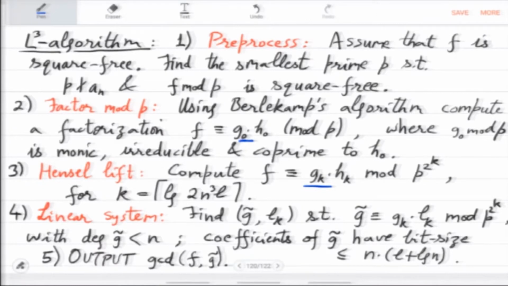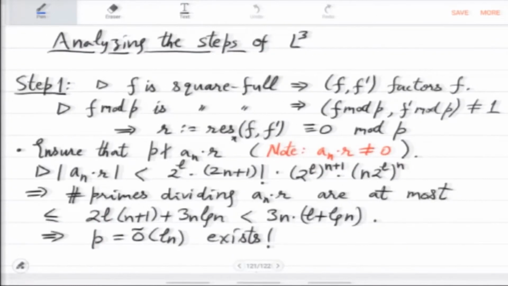We had also started analyzing the steps. So in step 1, what is the prime that will work, right? So we want to look at the case when the given input polynomial f is not square free. So suppose it is not square free, then what you can do is you can compute the integral GCD of f and f prime, and that will for sure factor f, right. So this is an easy case.